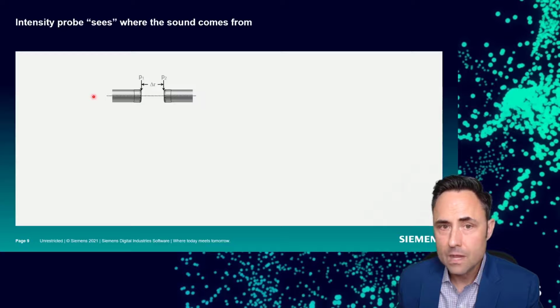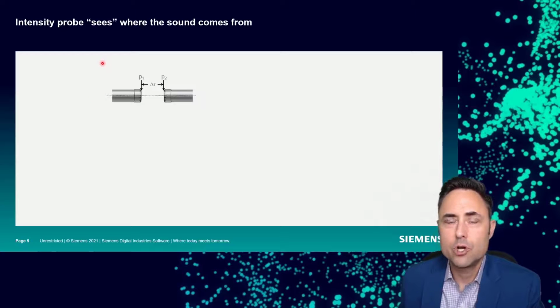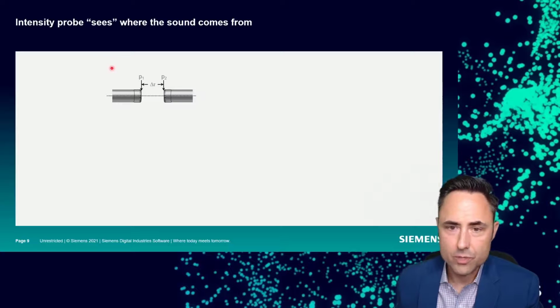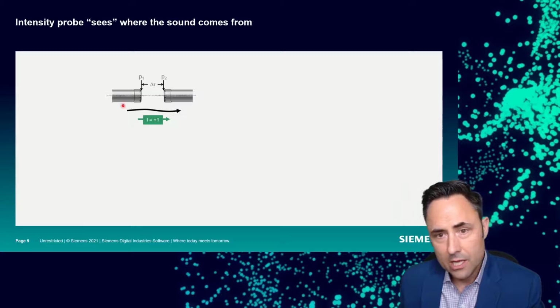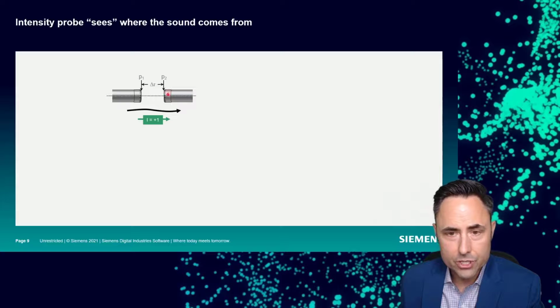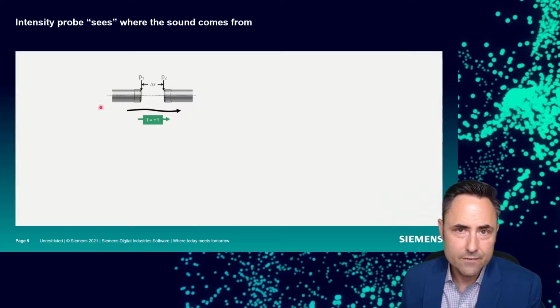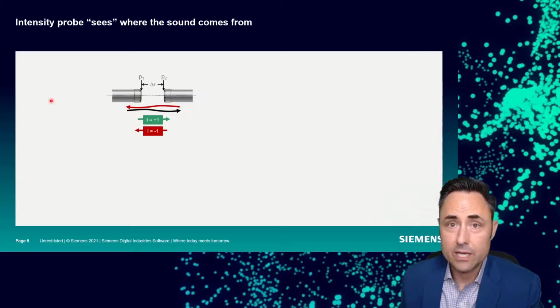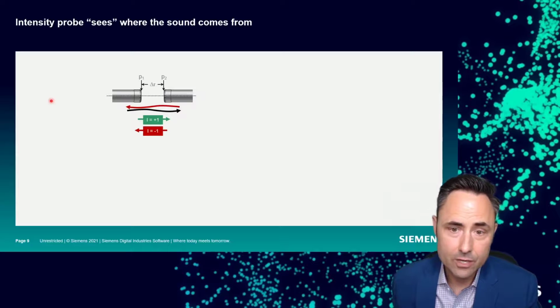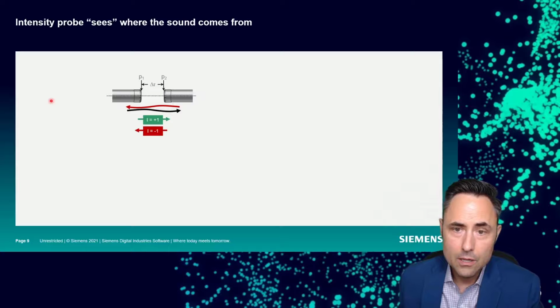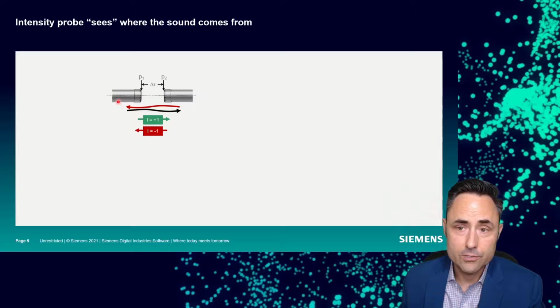So when we say the intensity probe can see where the sound is coming from, it's really a function of which signal comes in first. If pressure 1 gets the signal first, and then pressure 2, or mic number 2, we can call that positive intensity. And we're measuring right along the axis of these two microphones. Whereas if it was going the opposite direction, we can give that a negative sign and call that negative sound flow. But again, we're measuring right along the axis of these microphones.